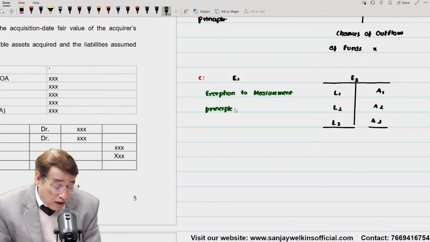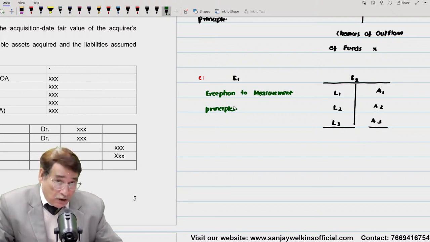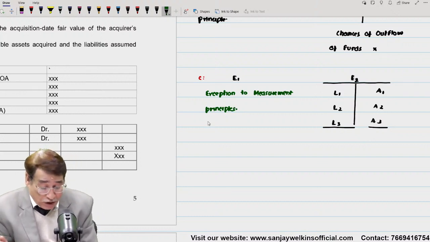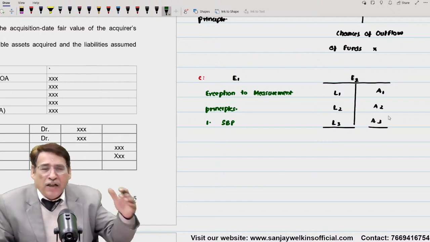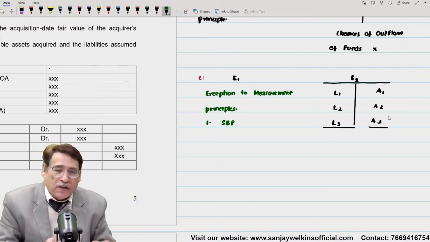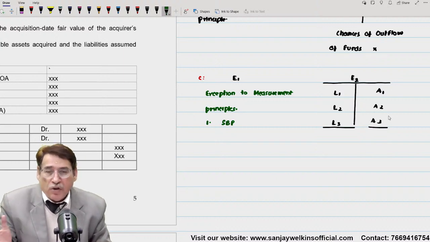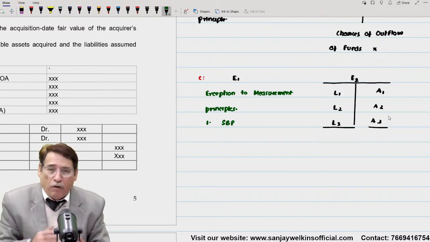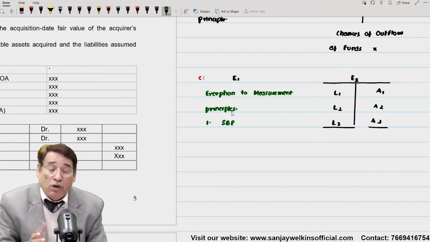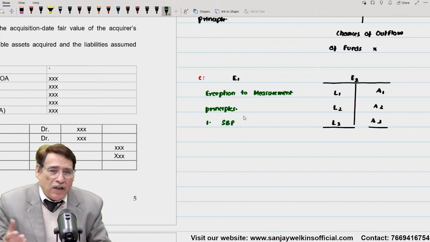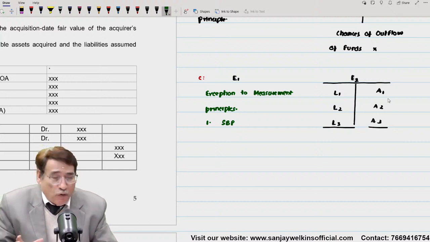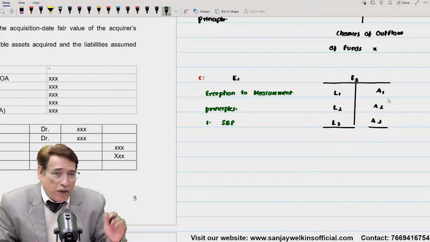And generally, such items comprise share-based payments. SBP, I am writing in short form, share-based payment. E2 Limited might have announced a share-based payment scheme. You will learn about that because you have a chapter in the form of Ind AS 102, wherein we are going to learn a lot about share-based payment. So even at this moment, if I tell you something, you are not going to comprehend. So for simplicity's sake, I am simply telling you that the acquiring company might have announced a share-based payment scheme.